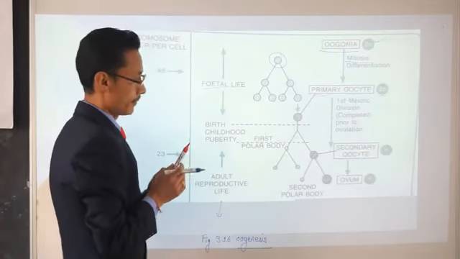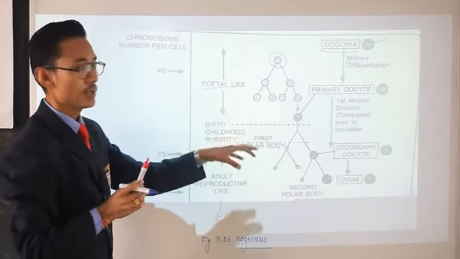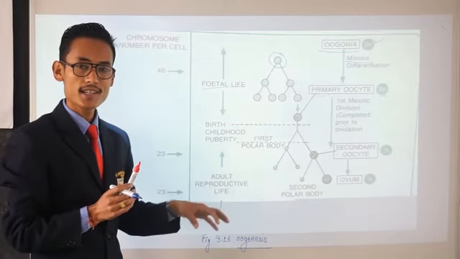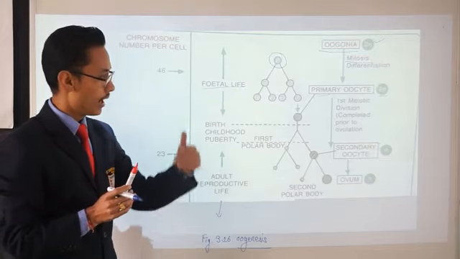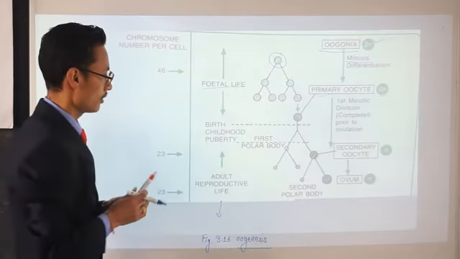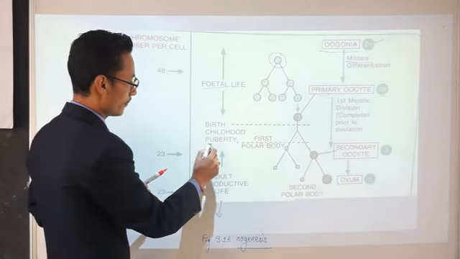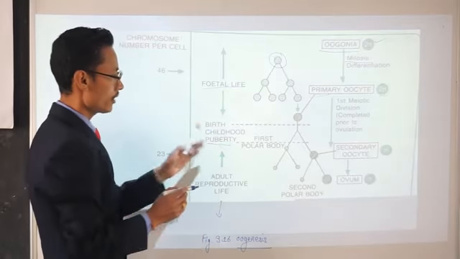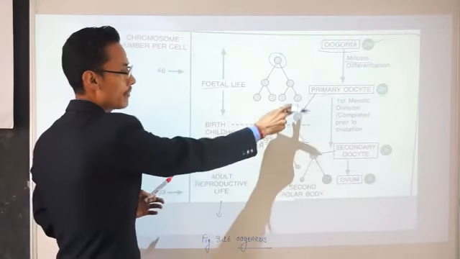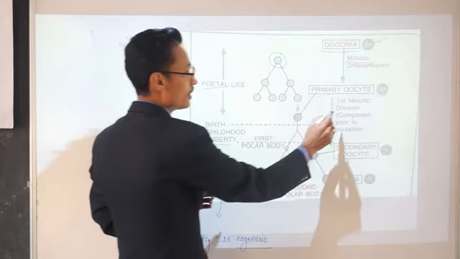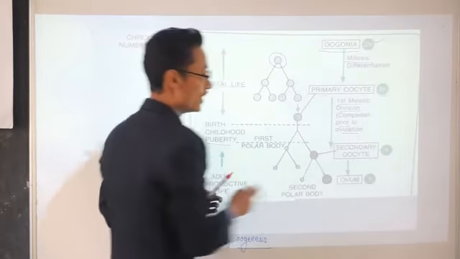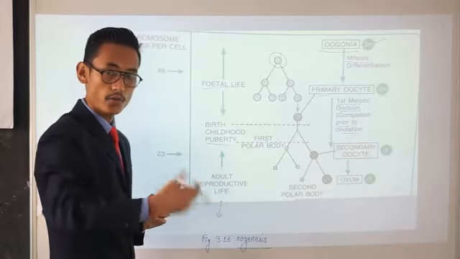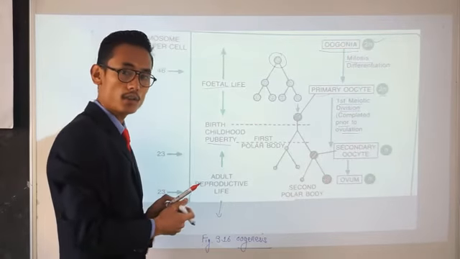Right? Then I told you that these primary oocytes will be arrested in the diploid stage of prophase 1 of meiosis 1 till puberty. After attaining puberty, these primary oocytes will complete their first meiotic division prior to ovulation. And what is ovulation? Release of the ovum from the mature Graafian follicle.